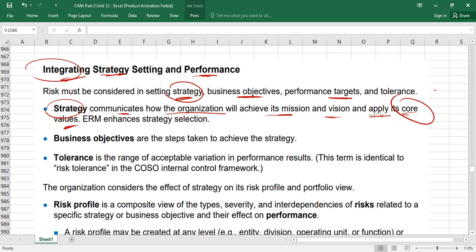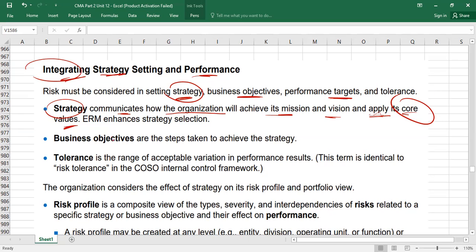Again, what do core values mean? They say the acceptable and unacceptable things, right? So obviously you will apply your core values. Okay, core values means it's a code of ethics. Obviously, you are always guiding your management on what is acceptable and what is not acceptable. So only acceptable things they have to do, right? So strategy simply communicates how the organization will achieve its mission and vision and apply its core values, right?